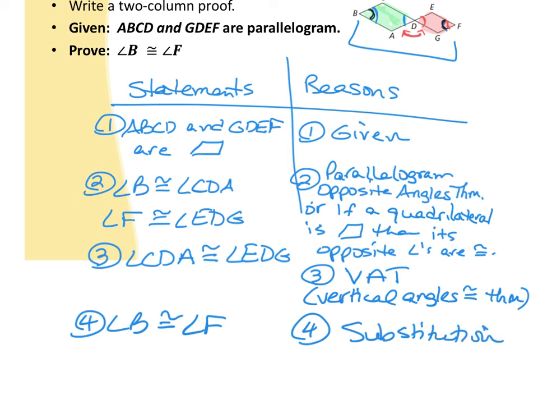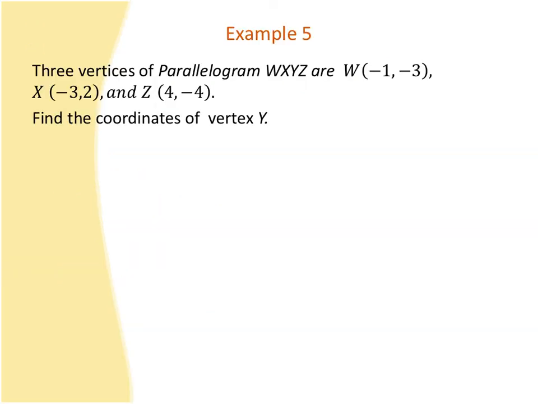And there's your first proof of chapter 7. It says 3 vertices of parallelogram WXYZ are W, which is -1, -3, X, which is -3, 2, and Z, which is 4, -4. It wants me to find that 4th vertex, which is Y. So my first step is going to be graphing these vertices.